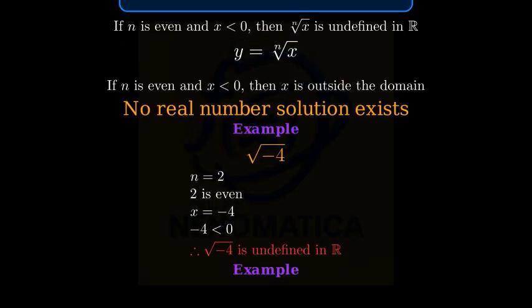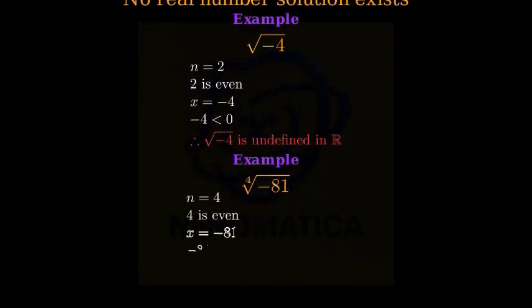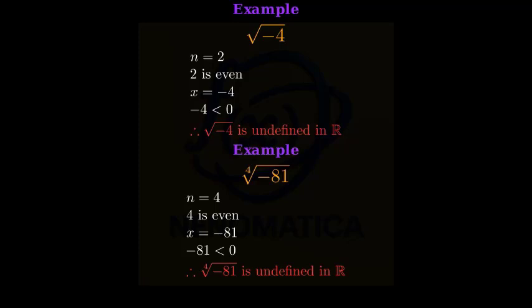Our second example is the fourth root of -81. Here, the index is 4, which is even, and the radicand is -81, which is negative. So this expression is also undefined in the real number system. Let's look at one more example.